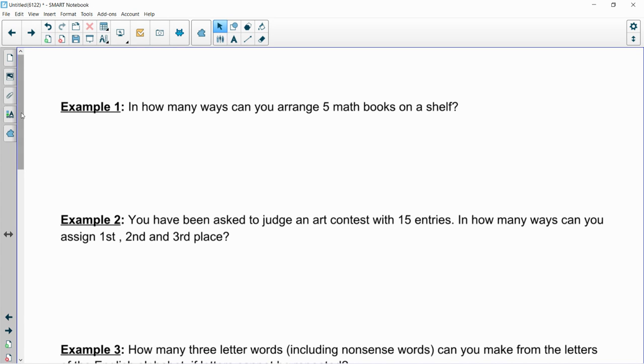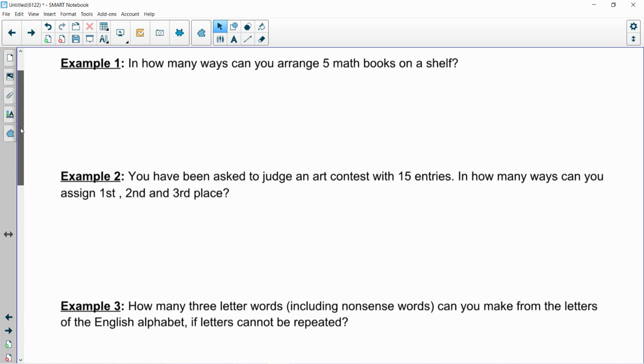All right, let's take a look at a couple of examples and see how we're going to play this. So in how many ways can you arrange 5 math books on a shelf? Okay, so the first thing, is order important? So the answer is yes. Imagine the math books have numbers on the binder, just 1 through 5. Keep it simple.